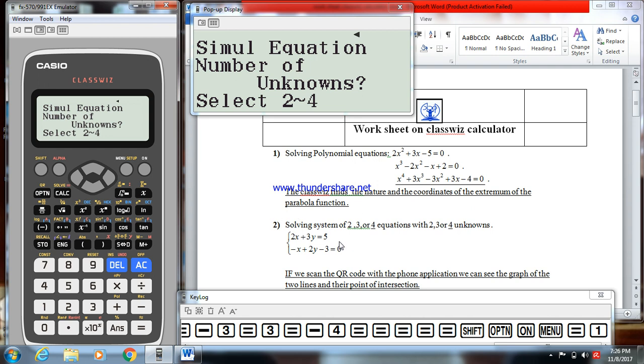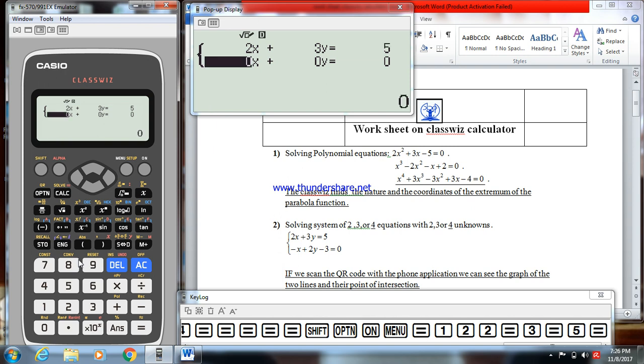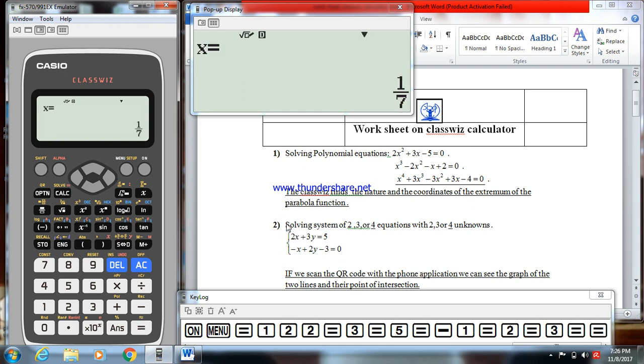Okay, in our example here, I have a system of 2 equations with 2 unknowns. So I choose 2. I have to enter the coefficients 2, 3, 5. For the second equation, minus 1, 2, and here I have to be careful because the minus 3 is before the equal sign. I have to take the minus 3 to the second member and I put on the calculator 3. This is the root x equals 1 over 7 and y equals 11 over 7. Those are two straight lines, and the point of intersection is 1 over 7 and 11 over 7.